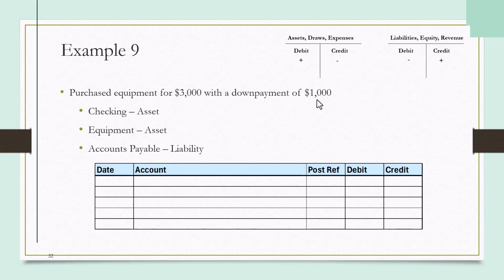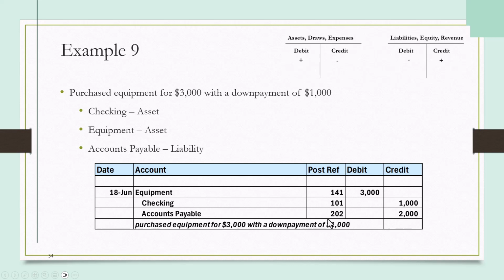And because it doesn't give us any other information, it doesn't say that it's a note, a promissory note with interest or anything like that, I just made the assumption that it was an accounts payable. We're adding a debt to the business, a liability to the business. To add to a liability, you would do a credit. So this is what your entry would look like.